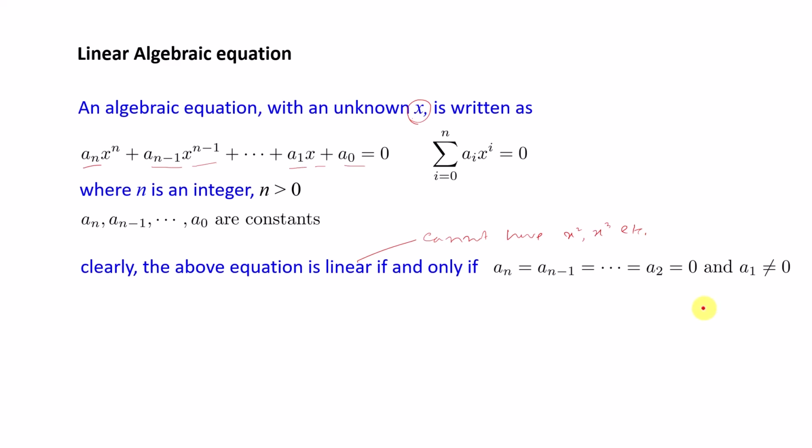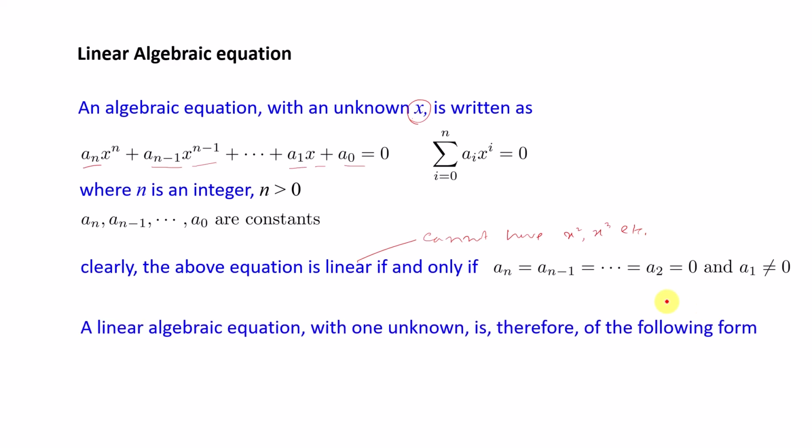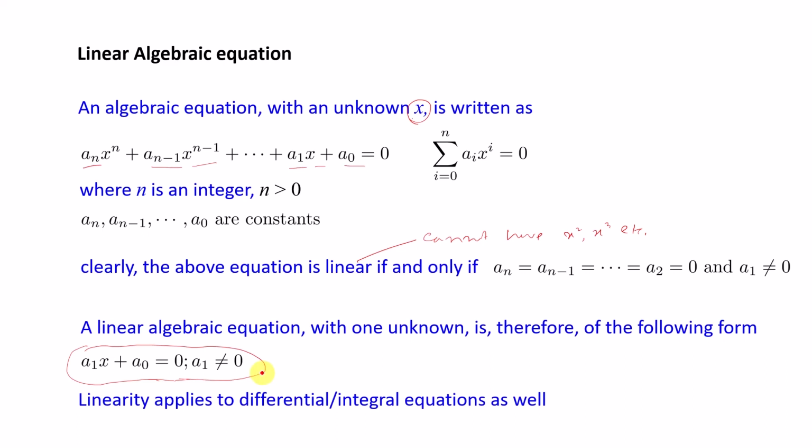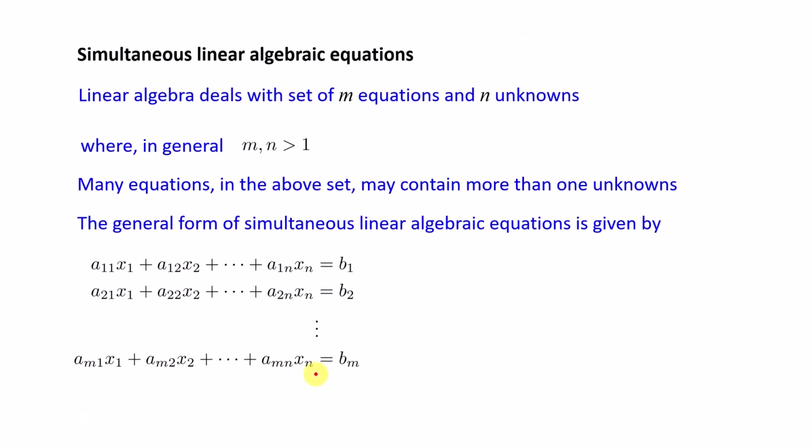And we will talk more about linear equation now that we have formally understood what a linear equation is. A linear algebraic equation with one unknown thus has the form a_1 x plus a_0 equals 0, and a_1 not equal to 0. If a_1 is 0, there is no unknown, so we are not interested in that kind of relation. So this is our linear algebraic equation of one unknown. Linearity, of course, applies to differential and integral equations as well, using the same type of property, and you can try that as your exercise.